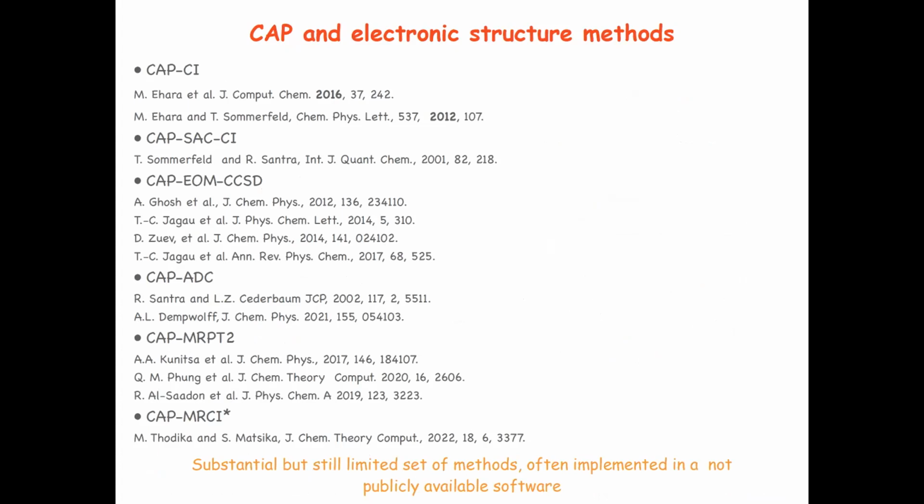If you look at this set of methods, it's notable, but still it's quite different from what is available, for example, for excited states. And moreover, if we look at these implementations, the only ones that are currently available, or till recently were available, for public use are the methods implemented in QChem. So it's CAP equation of motion CCSD and CAP ADC, which significantly limits the kind of systems one can study.